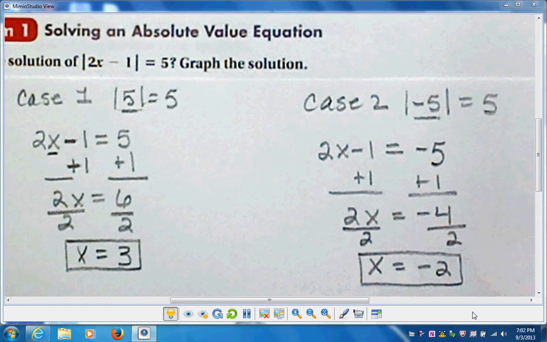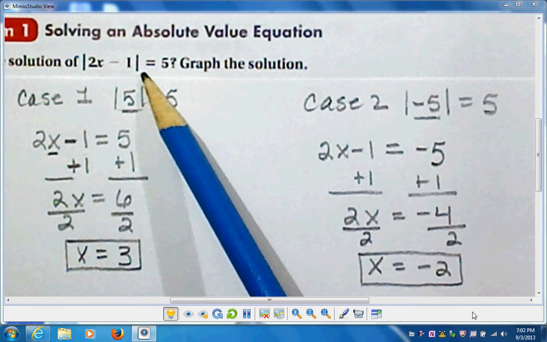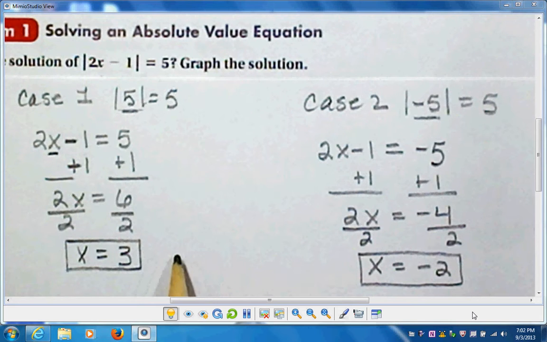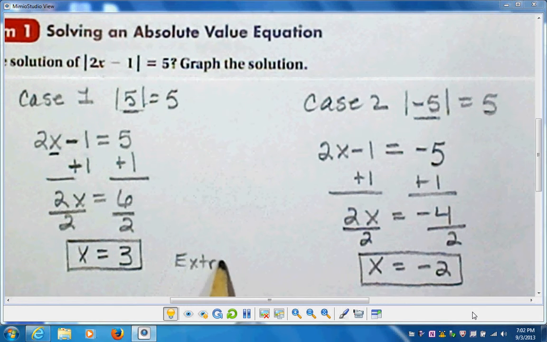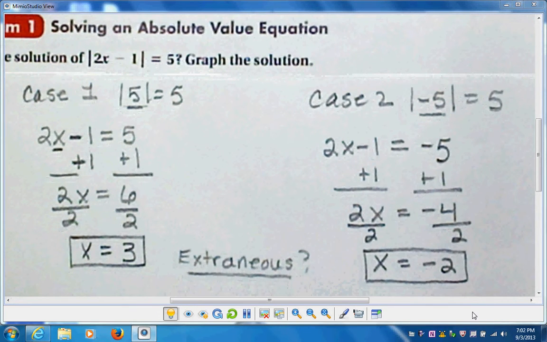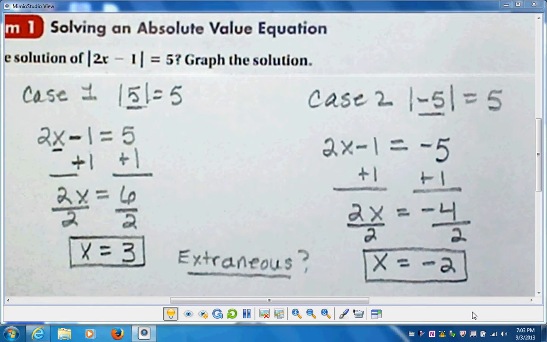Okay. So we have to make sure that our answers are in fact valid, because sometimes when we solve absolute value problems, we can get what's called an extraneous answer. So we have to ask ourselves, is there anything that's extraneous? Now, extraneous means an answer that's lying. So we have to see if one of these is lying. So we're going to go ahead and put our answers back into the original problem. So let's do that.